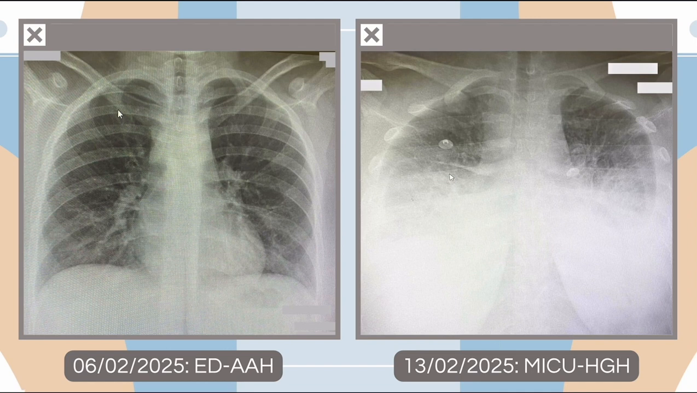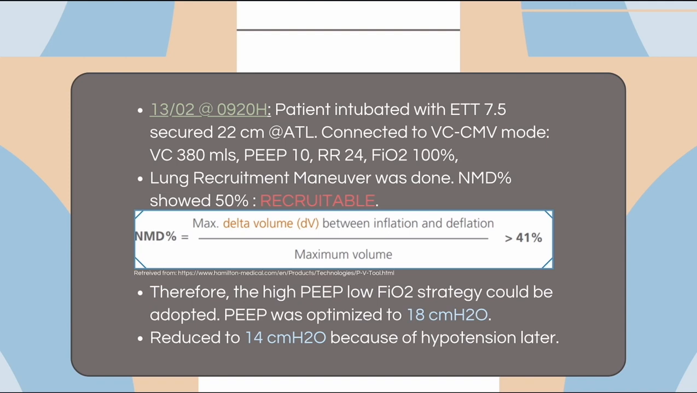So you can see there's blunting of costophrenic angles. The patient had developed pleural effusion, and also if you look closely, you can see infiltrates are beginning to form bilaterally. So because of the poor chest X-ray and because the patient was restless, tachypnic, requiring high FiO2, it was decided to intubate her. And on the 13th, she was intubated with size 7.5 tube, secured 22 centimeters at the lips.